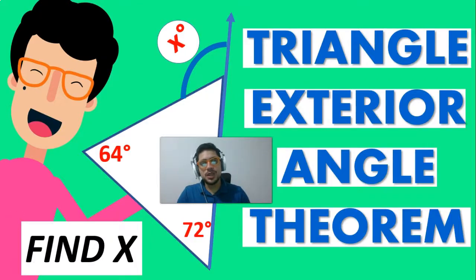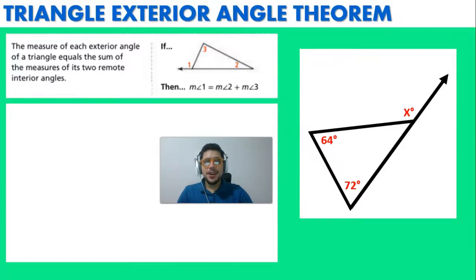Hello guys, welcome to today's video in which we're going to be learning how to use the triangle exterior angle theorem in order to find an unknown value. So let's begin. Okay guys, so this problem on the right is the one that we're going to be doing, and that up there is the triangle exterior angle theorem.